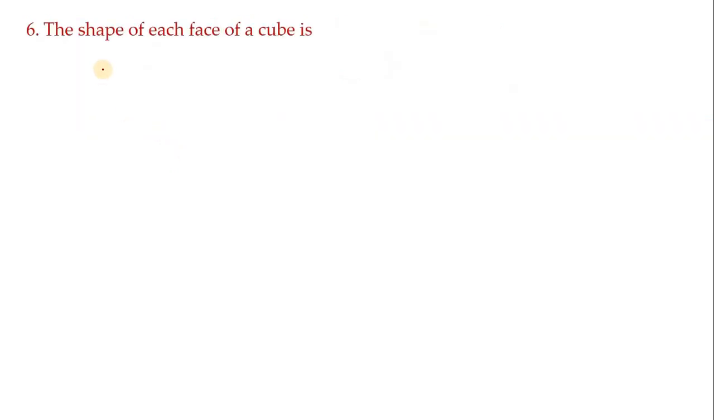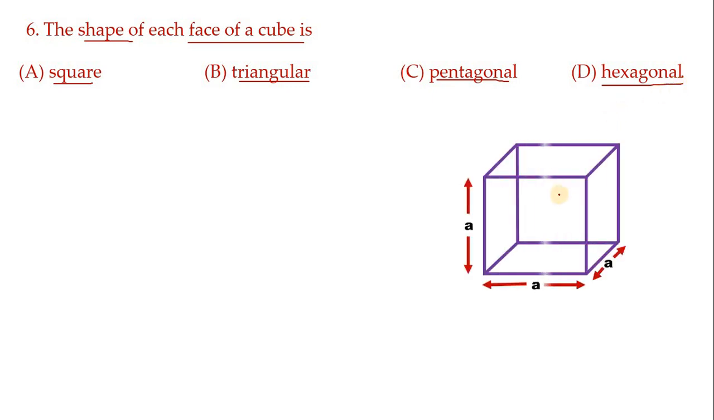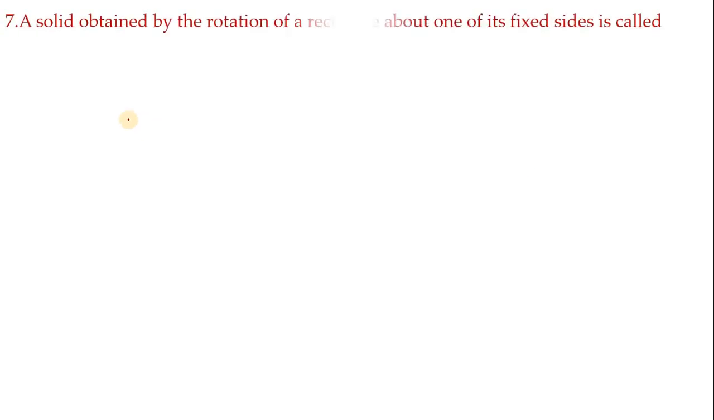Move on to the next one. The shape of each face of a cube is, very simple question: square, triangle, pentagonal, hexagonal. So let me take a figure here. So it is a cube. In a cube, each face shape is in the form of a square. Hence option A is the correct one.